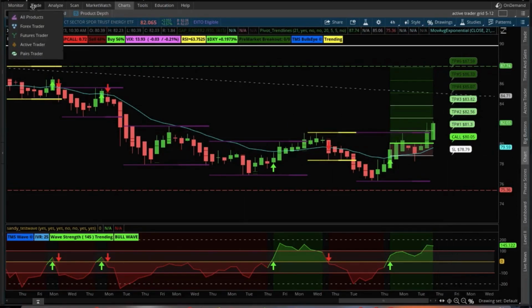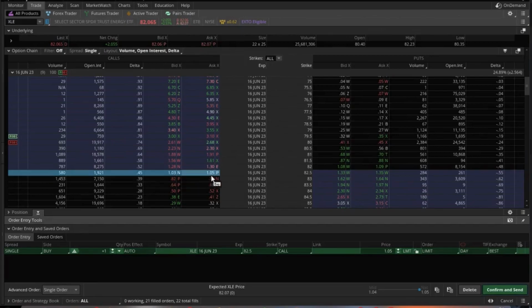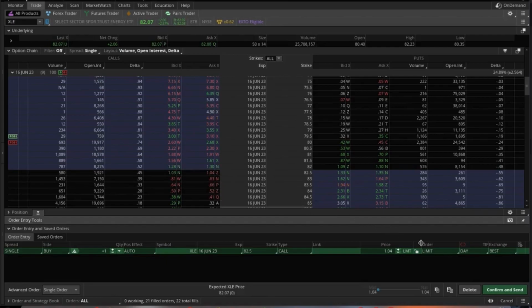I want to show you how I do that. I go right over here to the trade tab and pick the 82.50 call. Then when you have your call here, you can change this to good till cancel, because you don't know when it's going to go down. This is a 4-hour candle.